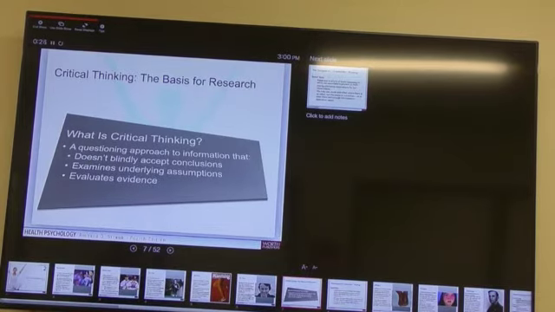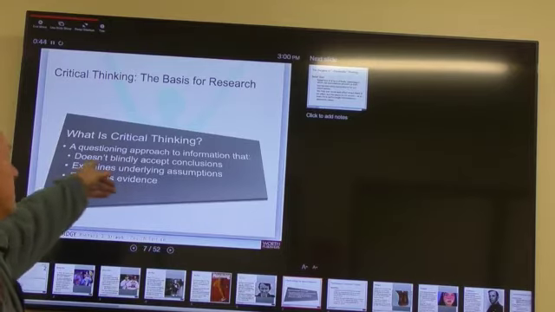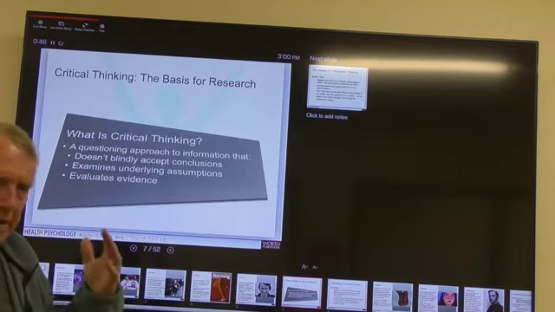Okay, so we're talking about research. One of the things that I hope you do, if you ever have to do an article critique, the reason I want you to do it the way that I want you to do it is because I want you to use critical thinking. Critical thinking is questioning the approach to information that doesn't blindly accept conclusions.